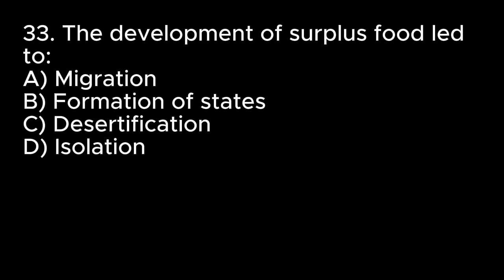33. The development of surplus food led to A. Migration. B. Formation of states. C. Desertification. D. Isolation. Answer: B. Surplus supported leaders, armies and states.